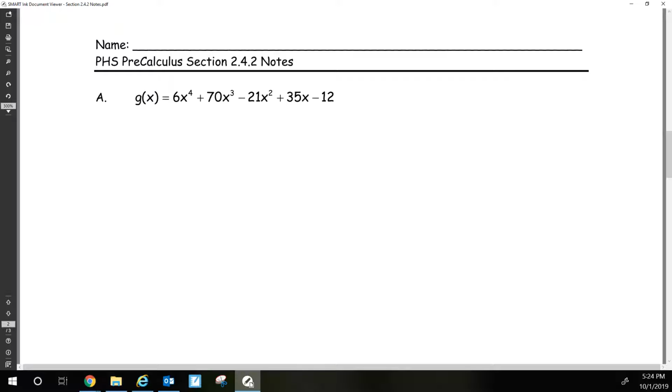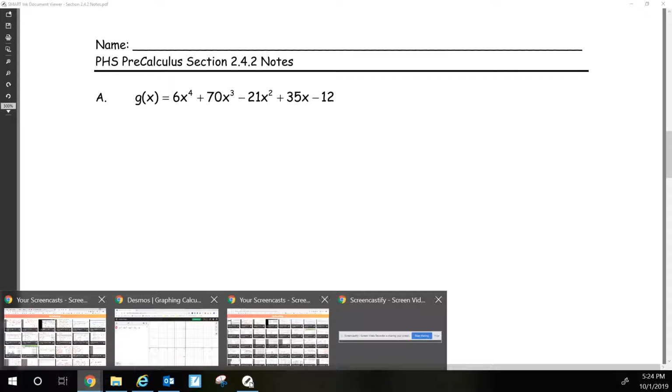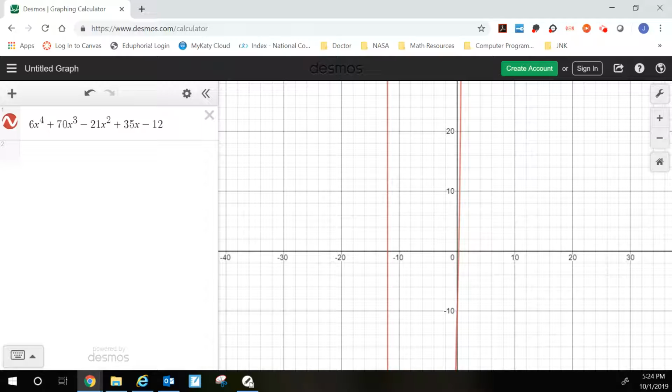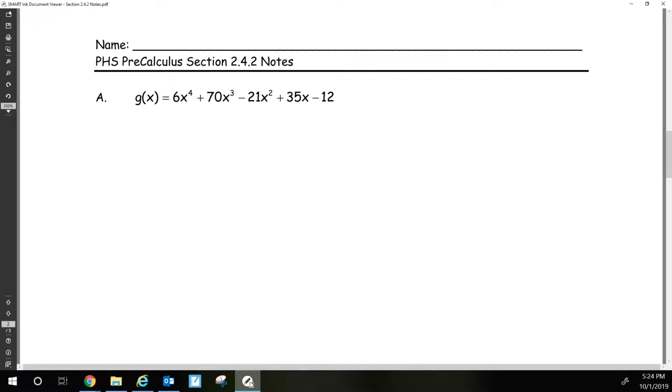So we think maybe, what did I say, -12? Forgot already, wow. We thought maybe -12 and 1. So let's test that to be our upper and our lower bound. So -12 and 1, we got 6, 70, -21, 35, -12. All right, if it's a lower bound, what do these guys have to be?